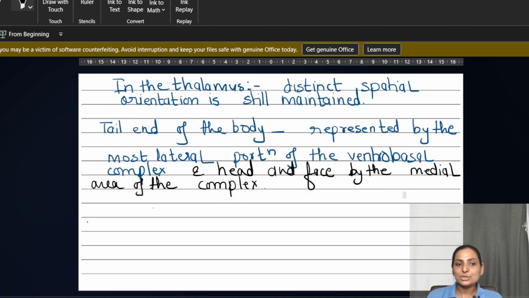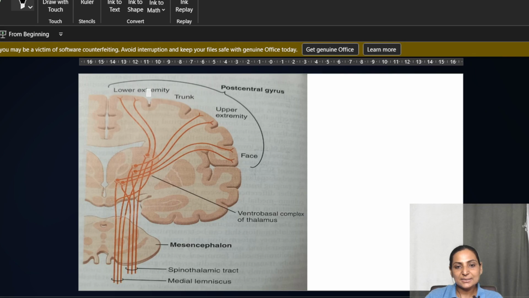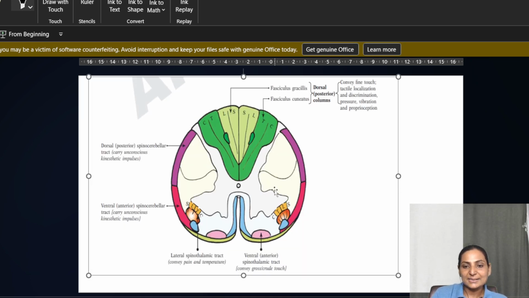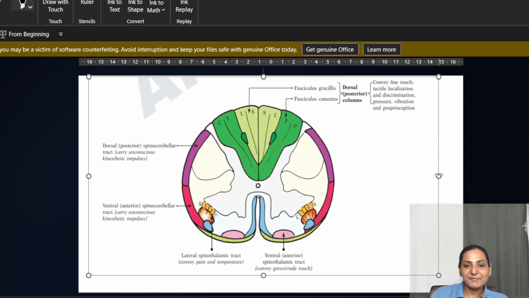Even in the thalamus, you will see that a distinct orientation is maintained, where the tail end of the body is present more laterally, and the head and the face are represented more medially. So you can see the lower extremity is more lateral, whereas the face and the upper extremity are represented more medially in the ventrobasal complex of the thalamus. Now this is very, very important, that is the arrangement of the fibers.